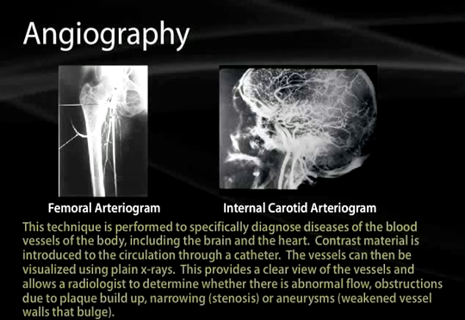Here's the internal carotid arteriogram. You can see the architecture of the brain and if there's any bleeding or accumulations in here, so it's good for that. Another form of angiography is using digital subtraction.